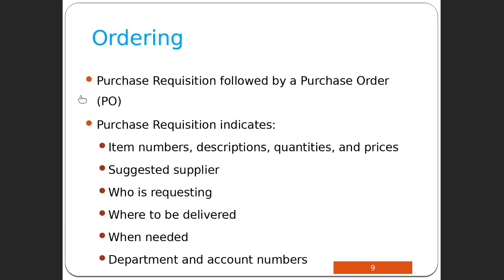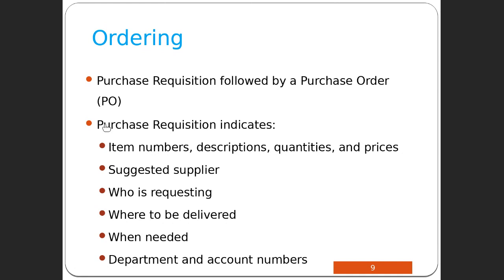Okay, very good. Now we go into the first step, which is ordering. The ordering is triggered by something called a purchase requisition. A purchase requisition is a request for ordering goods, and this is an internal document. This is sent from someone inside the company to the purchasing department, and then the purchasing department prepares something called a purchase order, which goes from the buying company to the seller, right?